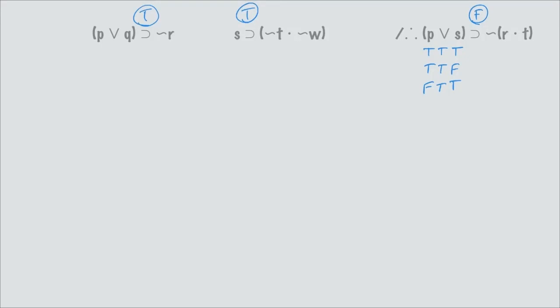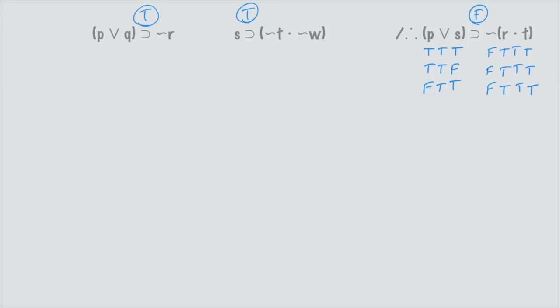Now I look at the consequent. I want to make the consequent false, which means that what's in parentheses here, the R and T, right? In that case, I want to make that true, so the negation is false. Well, this makes it nice and easy, right? Because in this case, the only way I'm going to make this true is if I keep them true in each instance. So R and T are true. When I negate that, I get false.